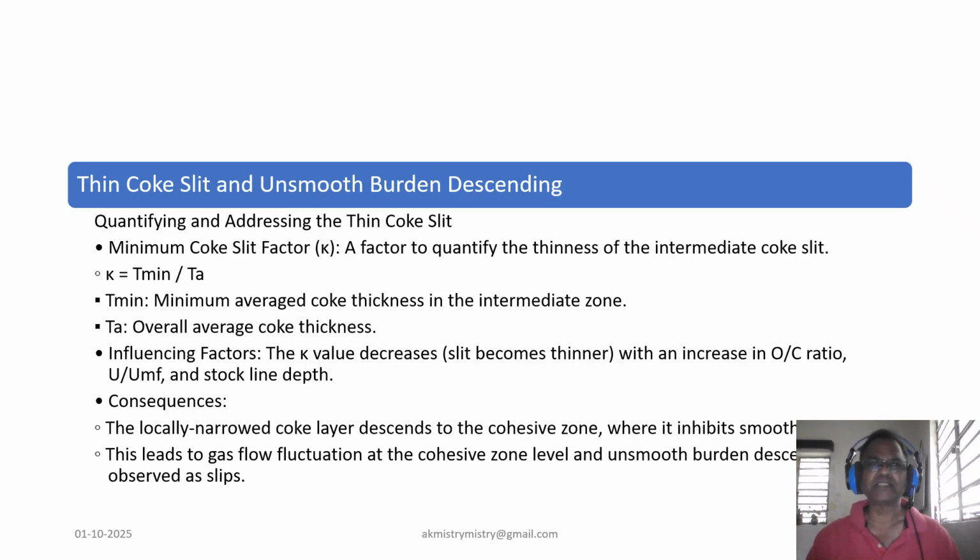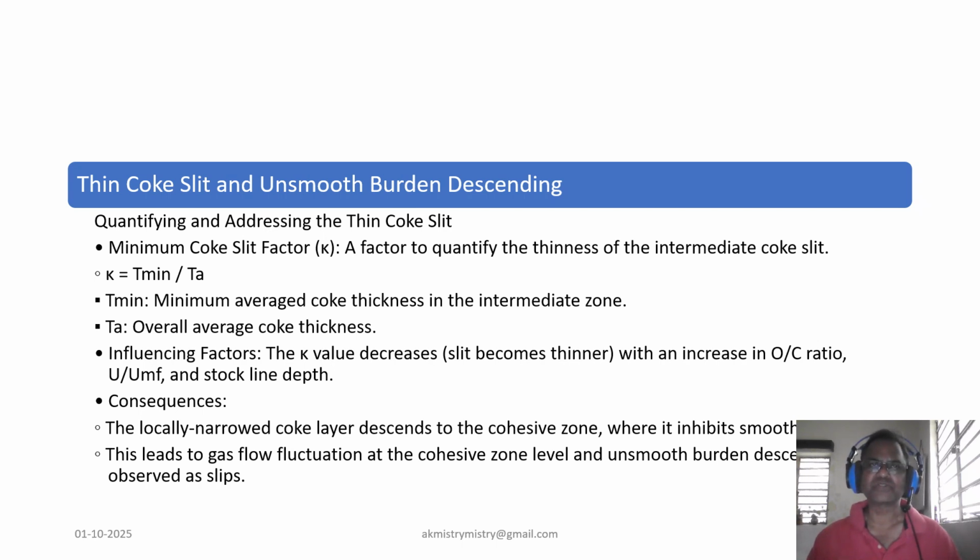Now, to quantify the problems of this thin intermediate coke slit, the researchers defined a factor called kappa, K, which is the ratio of minimum coke thickness to average coke thickness. They confirmed that the kappa value decreases, meaning the slit gets thinner, with an increase in ore by coke ratio, the gas flow, and the stock line depth.